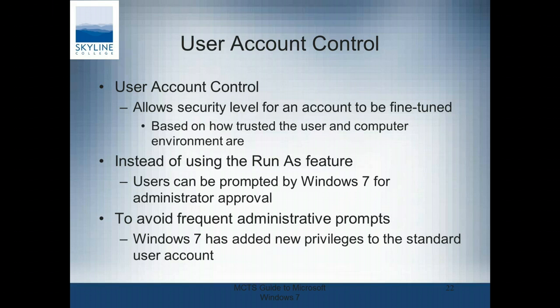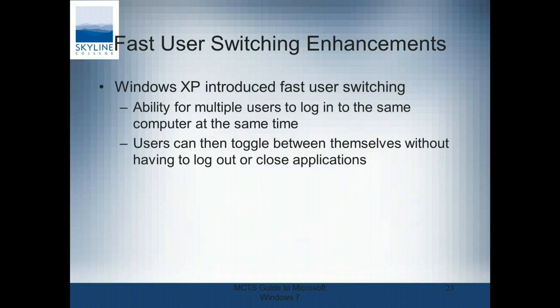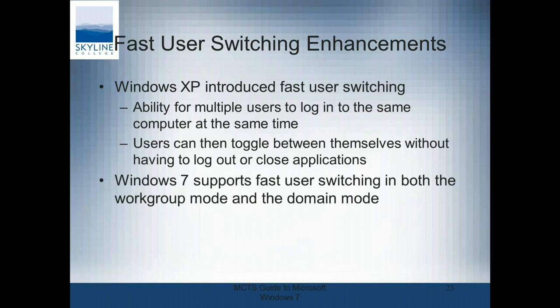To avoid frequent administrative prompts, it is added to standard user privileges. You can configure that in a number of different ways. Fast user switching goes from one user to the other. This is the first one that allows you, in a domain, to log on as a different user. In XP, if you're in a domain and you want to be a different user, you have to log off and log on. When you do this, the other user is still logged on. Their stuff's still running, so you can go from one to the other. XP had fast user switching. This one allows you to toggle even when you join to a domain.